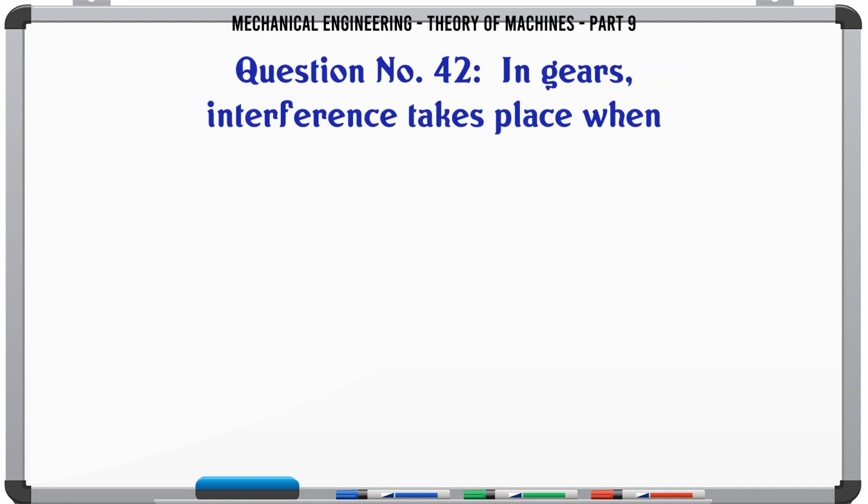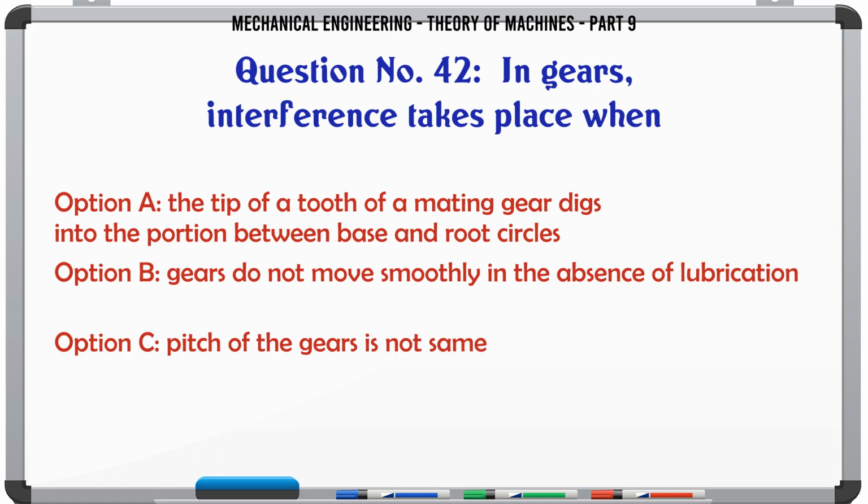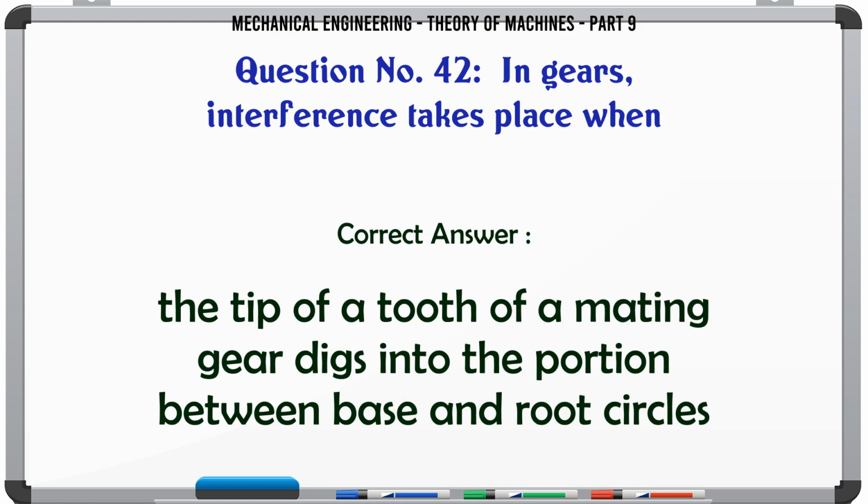In gears, interference takes place when A. The tip of a tooth of a mating gear digs into the portion between base and root circles. B. Gears do not move smoothly in the absence of lubrication. C. Pitch of the gears is not same. D. Gear teeth are undercut. The correct answer is the tip of a tooth of a mating gear digs into the portion between base and root circles.